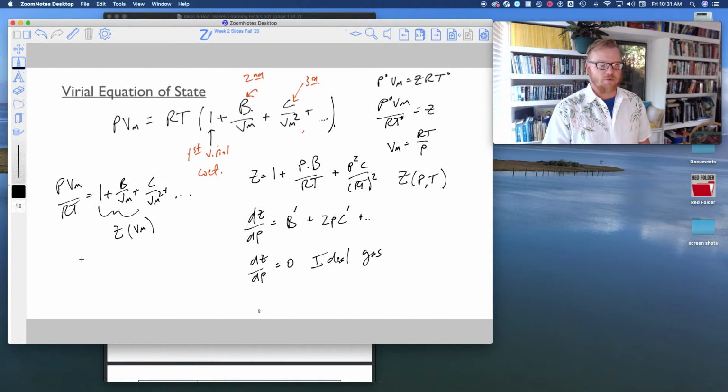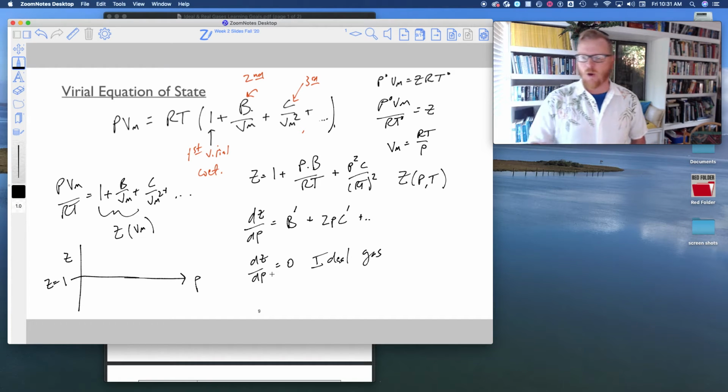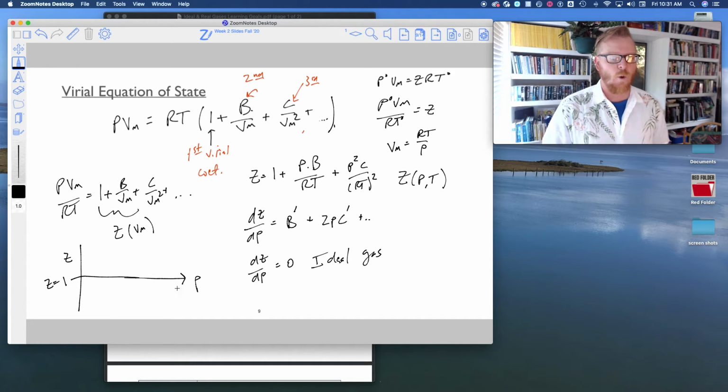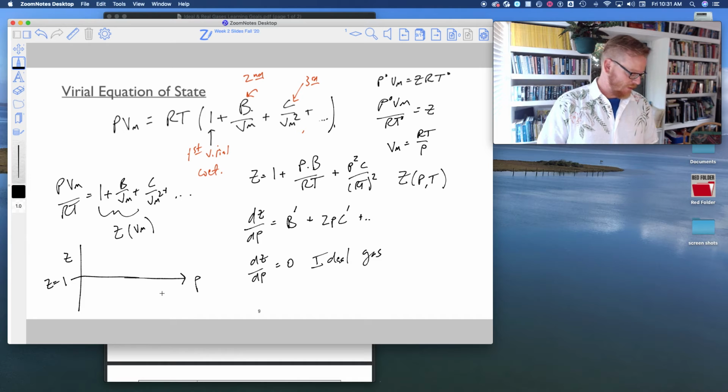Okay? And so I'll give you an example of this. I'll draw a graph right here, assuming I have enough room. This is going to look a little goofy, but here I've got Z on this axis and P on this axis. And this line that I'm drawing here is not the 0 line, rather it's the Z equals 1 line. Just go with me here. This is Z equals 1, which we know is the ideal line.